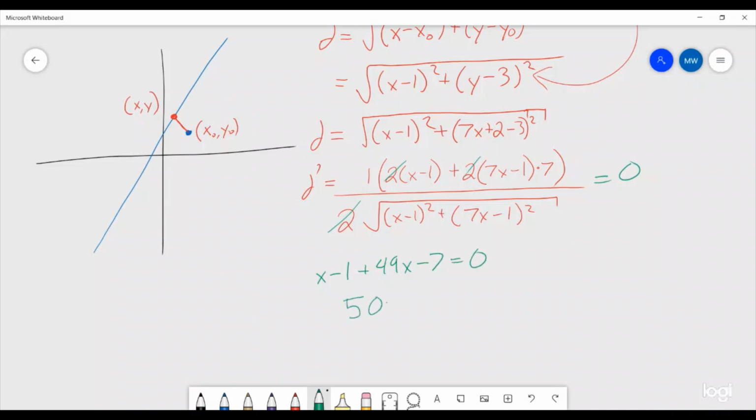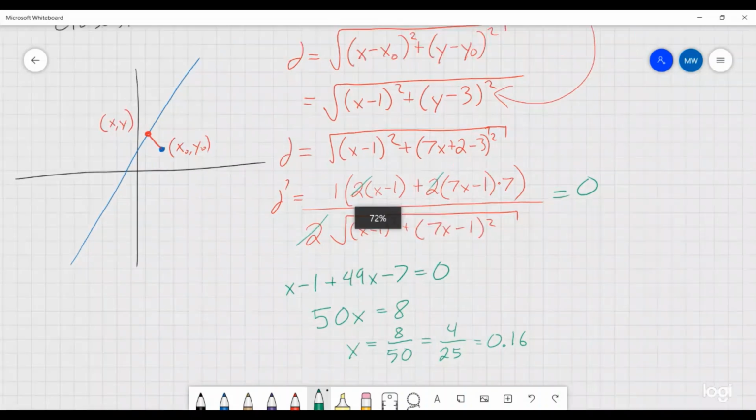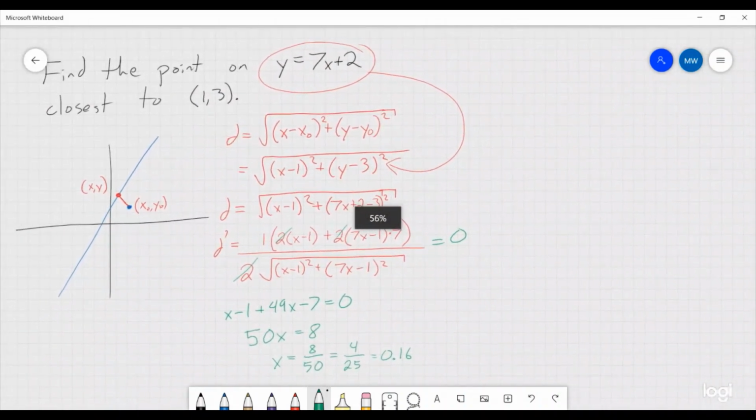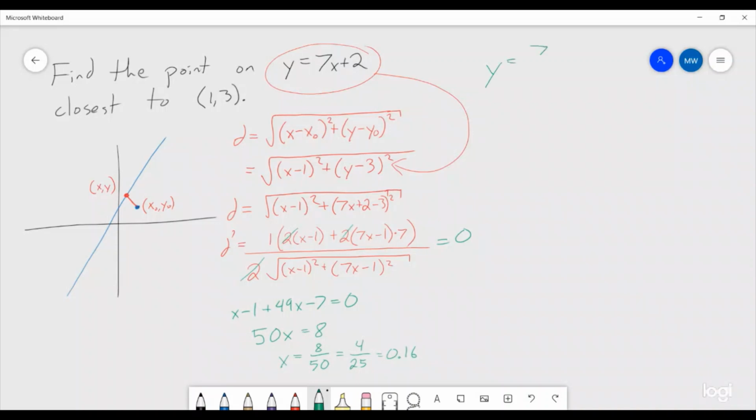So we got 50x equals 8. So x is equal to 8 over 50, or 4 over 25, or 0.16, whichever one of those you prefer. And now that we have x, we now know what y is, because we already have this nice formula for what y is. So that means that our y is going to be 7 times 4/25 plus 2. So that's going to be 28/25 plus 2. We add those together, that's 3 and 3/25. And all of that goes together to be 3.12.